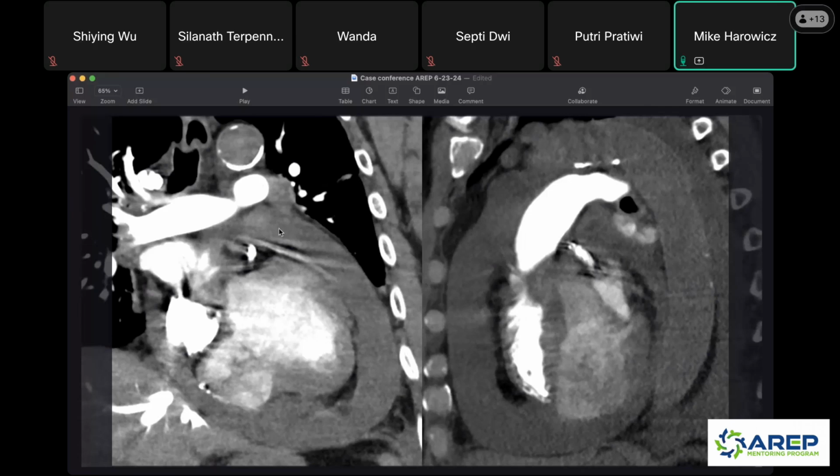The coronal here is the most helpful to me. So let's back up, what anatomy are we seeing? These are your pulmonary arteries. If we come down, this is sort of that thick donut that I was talking about. So this is your left ventricle.